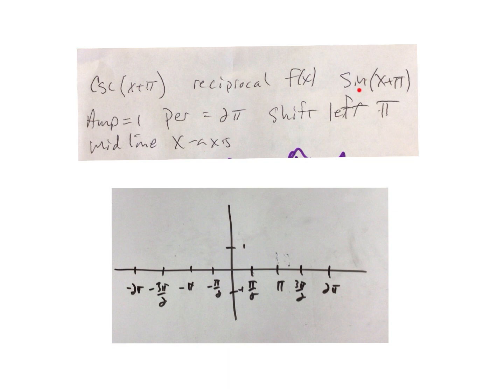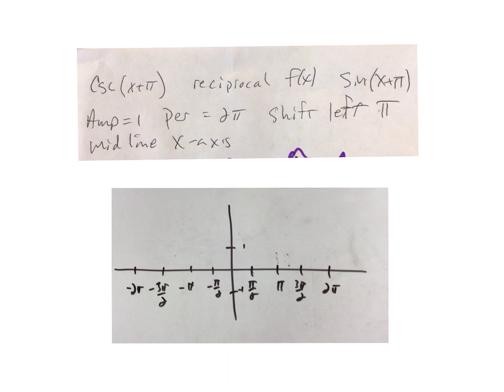So I see a sine function that has an amplitude of 1, and I know because the b number in front of the x is just 1, that tells me the period is 2 pi. And I also know that this is shifted left pi units. And because there's nothing after this, I know the midline is the x-axis.